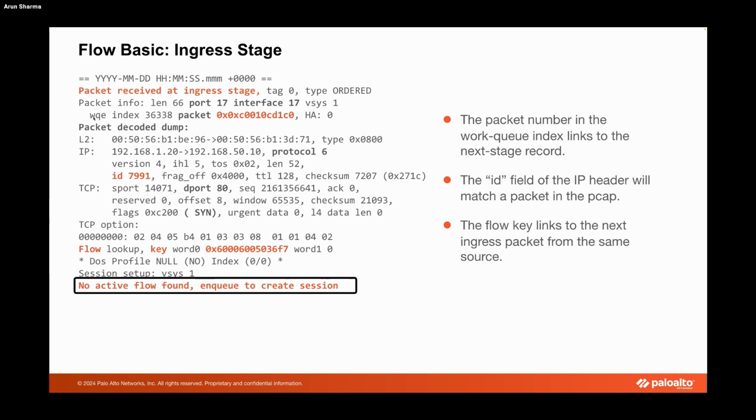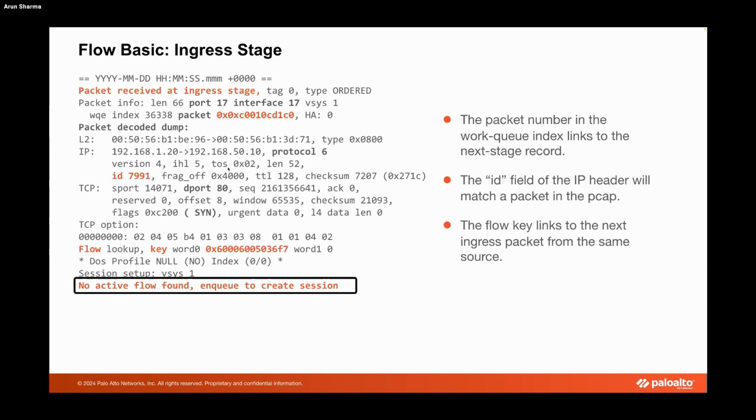This is WQE, a work queue index, so this is internal to the firewall, and this is also an internal hex value. And then we have layer 2 info. This is the MAC address, source and destination MAC address. IP 1.20 is trying to talk to 50.10, protocol 6, which is TCP, version 4, IPv4. So these are different IPv4 header information.